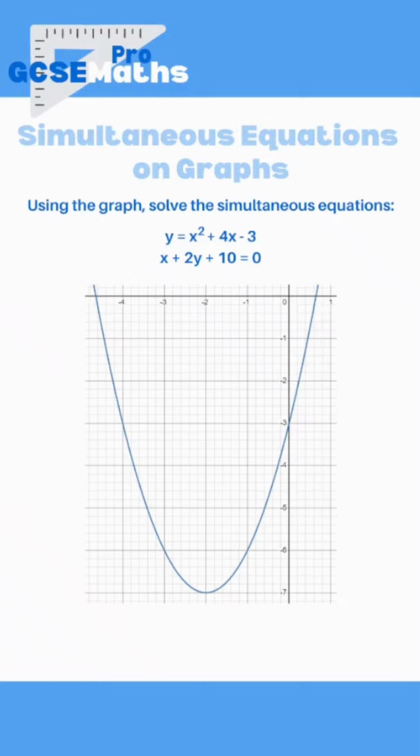Using the graph, solve the simultaneous equations. Now, in this case, you can see it's different because we've only got one equation drawn on this graph. So in this case, we need to be able to identify which of the two equations is already drawn. Because it's like a U shape, we should know that that's a quadratic, which is the top one. The second one is linear. So the linear one is a straight line.